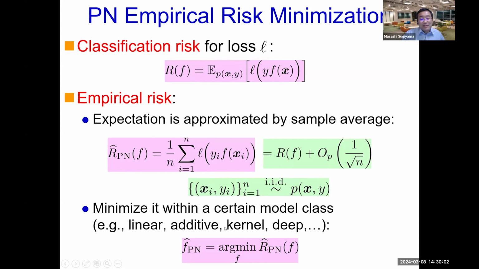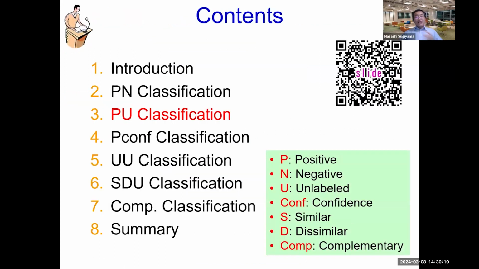Then this minimization is usually done within a certain model class, like linear function class or additive function class or kernel models, deep models. I don't really specify the model class today for the moment, but in practice, we consider some parametric class. Okay, that was the introduction of the notations.